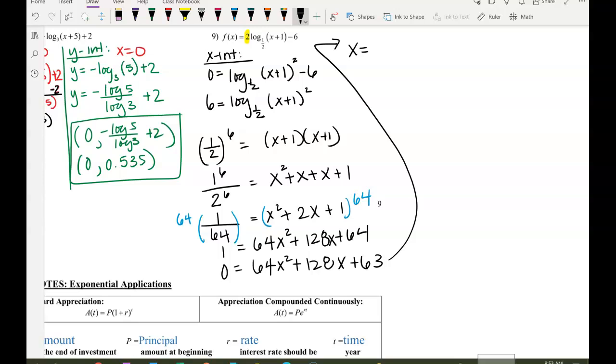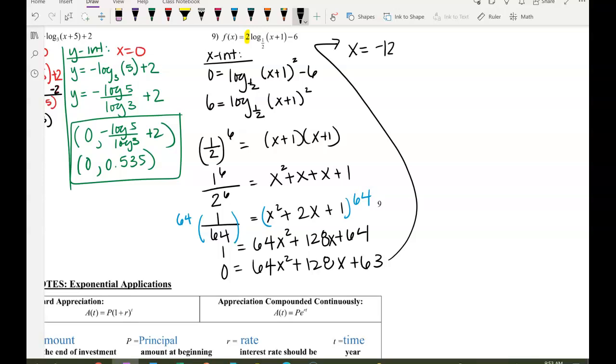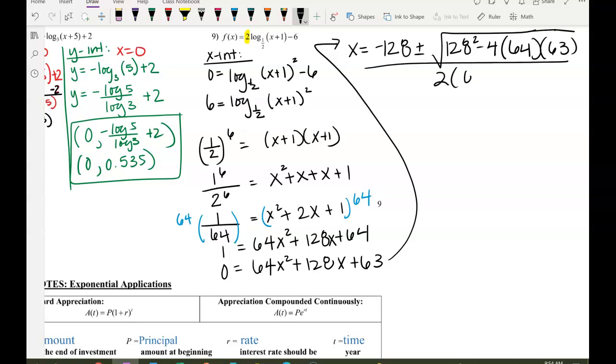All right. So x equals negative b. Students, b is your positive 128. So negative 128 plus or minus, I do need some calculator help, square root of b squared, so 128 squared minus 4 times a, a is 64, times c is 63, all over 2 times 64.